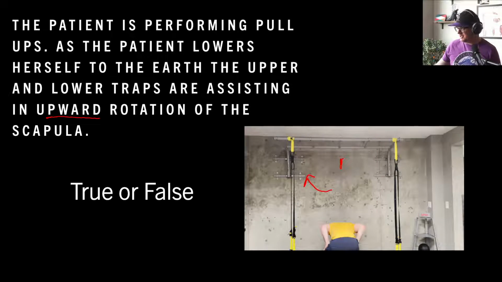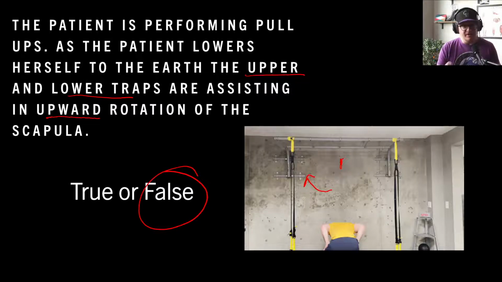Let's see what y'all said. 50-50 split. The answer is false. The lower traps and upper traps are upward rotators of the scapula, so they will not be involved in a pull-up. False. We could put our lats here, we could put rhomboids, we could put levator. Those would have made that acceptable. Next.